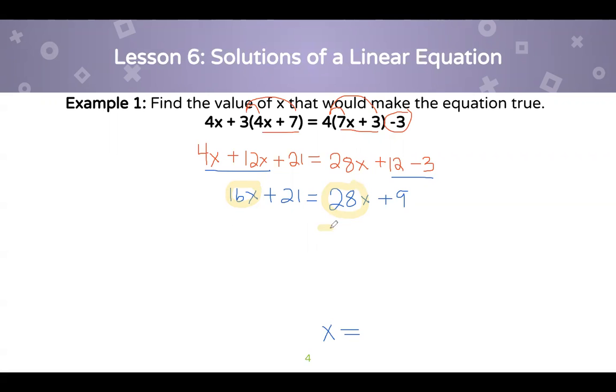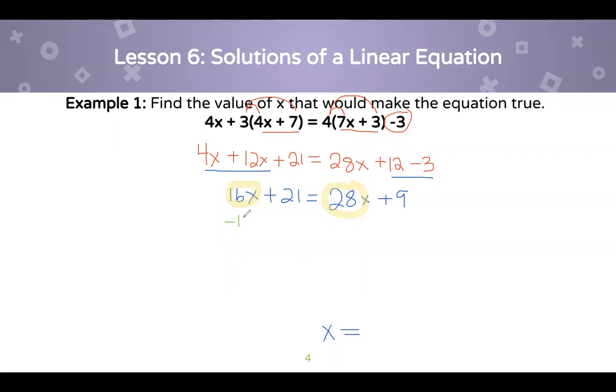It doesn't matter if I say I want to subtract 28x over here, or if I subtract 16x. You'll come up with the same answer in the end. I tend to try to make myself get as few negative numbers as possible. So because 16 is smaller than 28, I know if I subtract 16 from 28, I'm going to end up with a positive number. So that's what I'm going to choose to do. But again, you can do whatever you want.